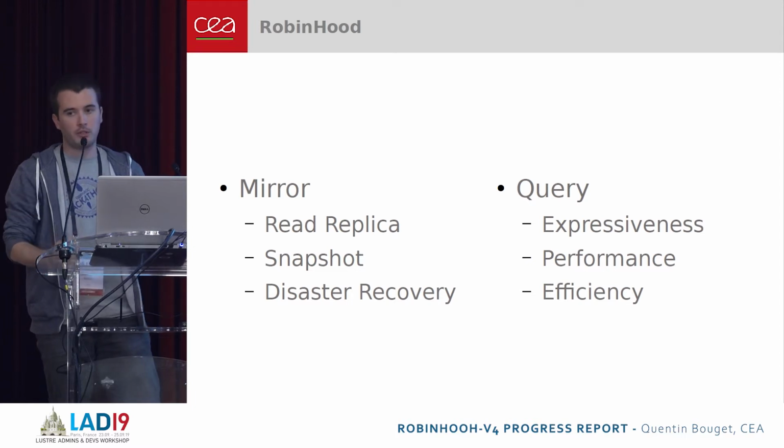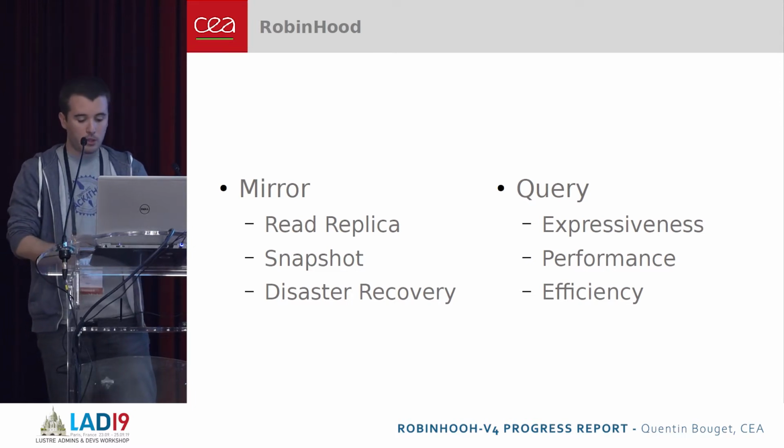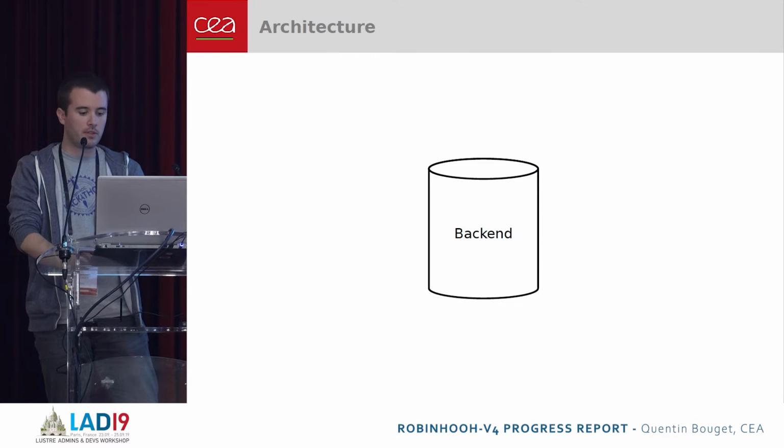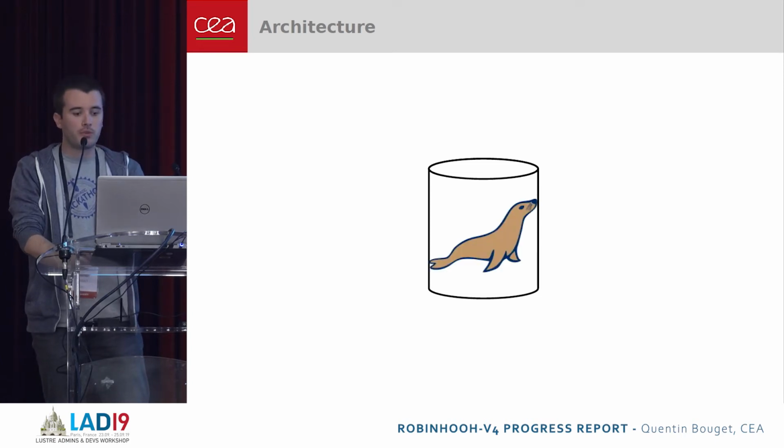And that's where Robinhood comes in. Robinhood provides all of these, better expressiveness and performance. And this all comes from where Robinhood stores the metadata of your file system. And that, in the Robinhood semantics, is called a backend. Up until RobinHood-v3, that backend was a MariaDB database. And we realized in production that this database was becoming more and more of a bottleneck.